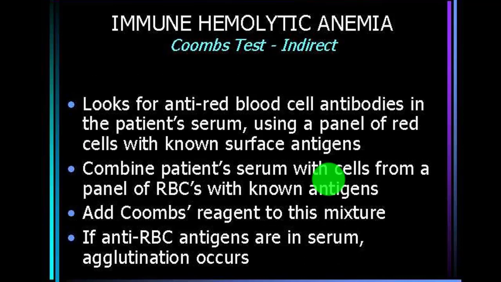The indirect Coombs test looks for anti-red blood cell antibodies in the patient's serum using a panel of red cells with known surface antigens. Combine patient serum with cells from a panel of RBCs with known antigens. Add Coombs reagent to this mixture. If anti-RBC antibodies are in the serum, agglutination occurs.